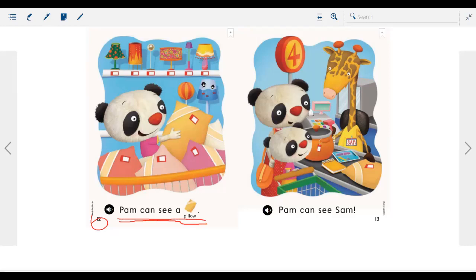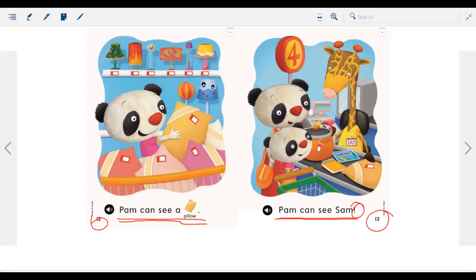Okay, so I need to do this one more. Let's read page 13 together. Pam can see Sam! There's an exclamation mark at the end here, so we say it with excitement. Let's read it again. Pam can see Sam.